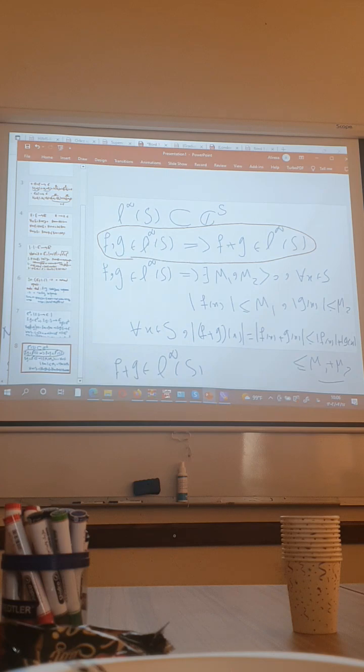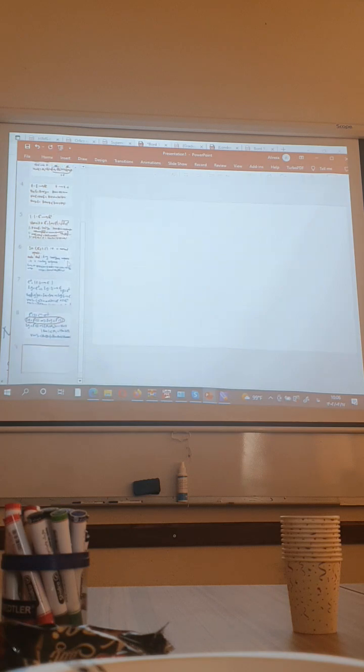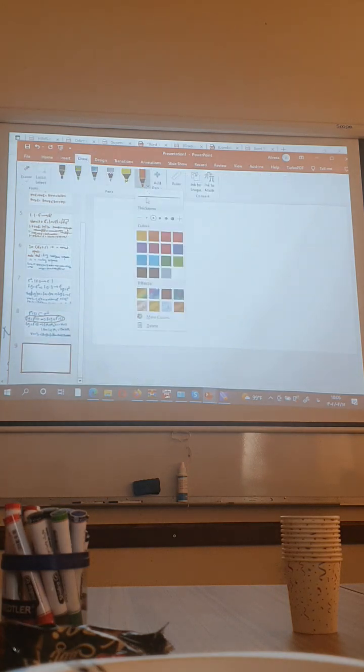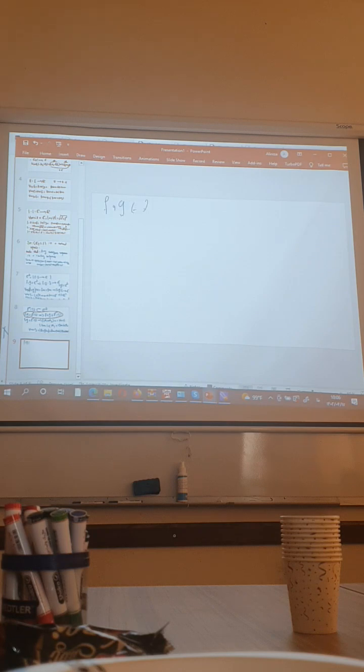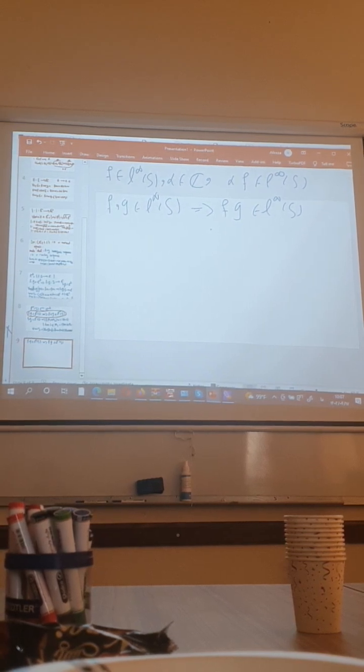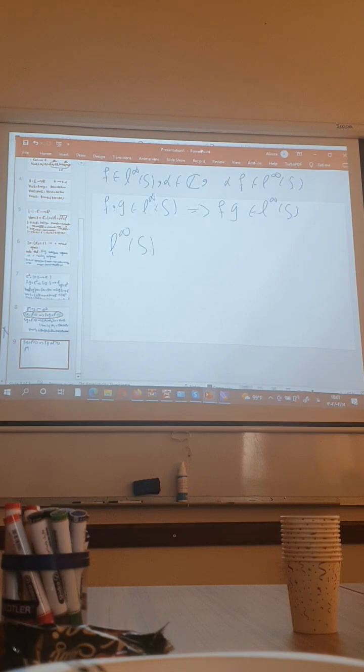If f and g belong to L infinity, then f plus g does as well. Similarly, you can prove this consequence: if f and g belong to L infinity of S, then fg is bounded, okay, and also if f belongs to L infinity of S and alpha belongs to the complex numbers, alpha f is in L infinity of S. So in L infinity we have these operations, and L infinity with these operations is an algebra, and a vector space or linear space.